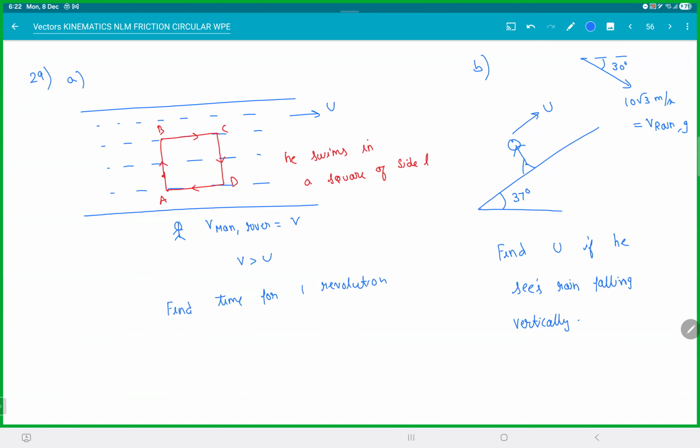Second thing, the man is walking on an incline with speed u. Rain is falling with 10 root 3 at 30 degrees. Find the speed of the man if he thinks the rain is falling vertically. The 29A literally covers the 3 models of the river boat.